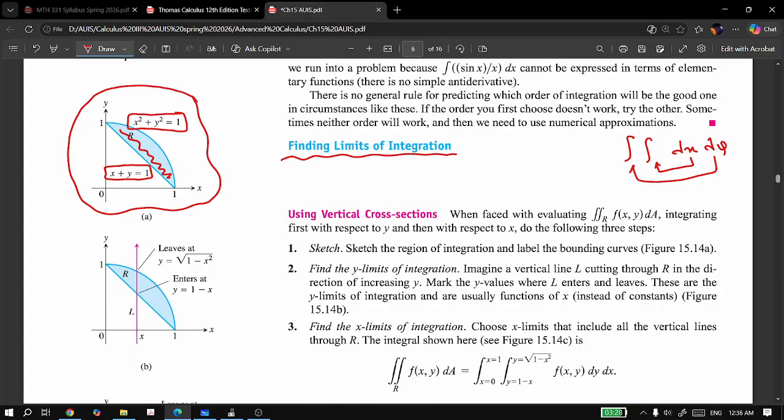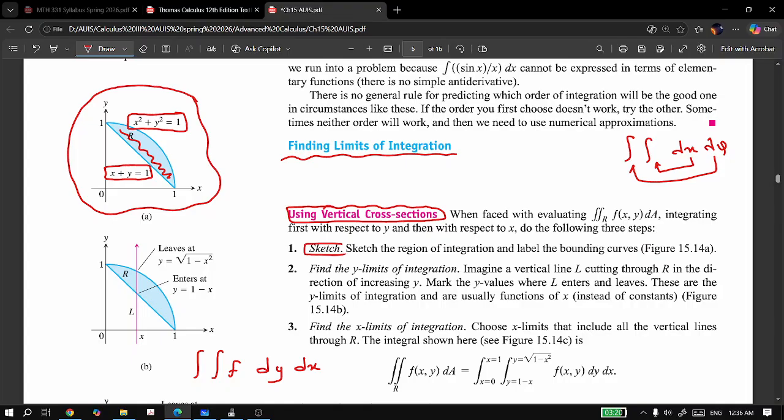If this is the case, and the order of integration is, let me write it here, dy dx, what are the steps that we have to do? For finding the limits for dy dx, we are using a vertical cross section. Okay, what do we mean by using a vertical cross section? Here we have three steps to find the limits of integration when we have dy and dx.